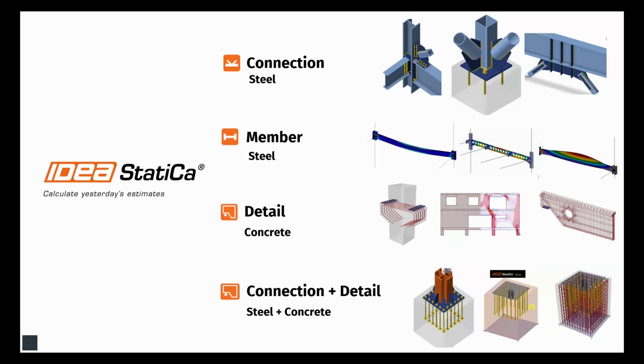So first, IDEA StatiCa. We are a structural engineering software company. We focus on the details of structures. We have a couple of different products that we offer. One would be our steel license, which includes our steel connection design tool, which is probably what we're most known for at this point. There's also a member application, which is really meant for doing some specialty analysis, especially when you're getting into lateral torsional buckling, so looking at different members.